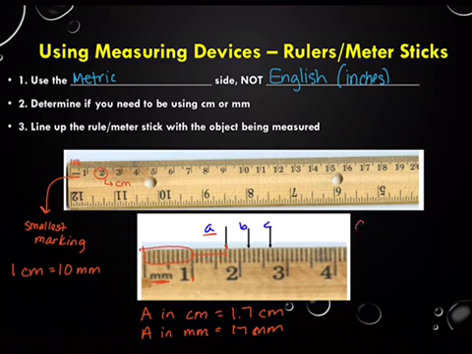Let's practice with line C. How about line C in millimeters? So line C is right here. It goes past the 2, so we know that's 20 millimeters, sorry. So then we can count 1, 2, 3, 4, 5, 6, 7. So we know it's 27 millimeters.